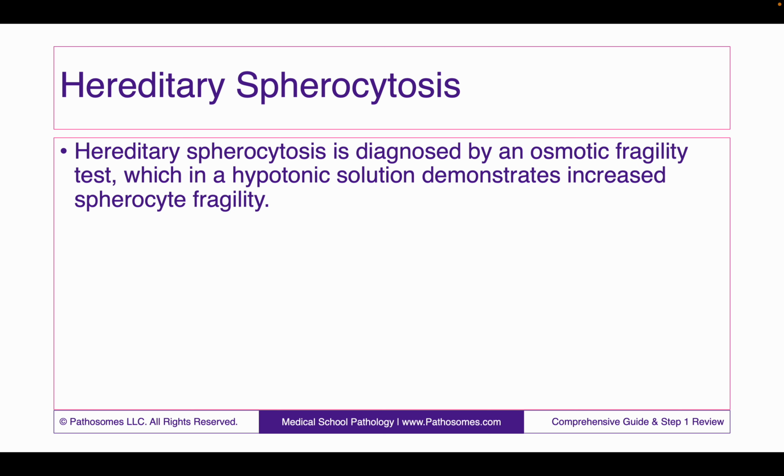Hereditary spherocytosis is diagnosed by an osmotic fragility test. You remember that test? Right? You know that. Hereditary spherocytosis is diagnosed by an osmotic fragility test, which in a hypotonic solution demonstrates increased spherocyte fragility.